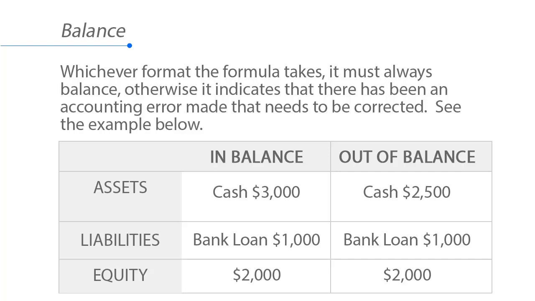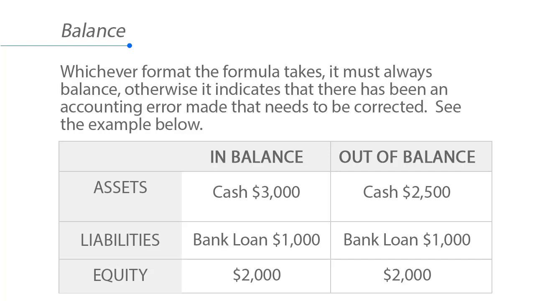Now let's look at the other balance example. If we have cash assets of $2,500 and a bank loan of $1,000, and we subtract that, $2,500 minus $1,000, that leaves us with $1,500. So we would expect that equity to show as $1,500, but it's showing as $2,000. So something is out of balance.